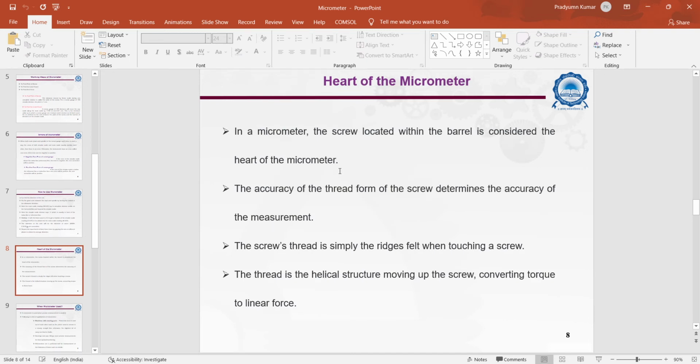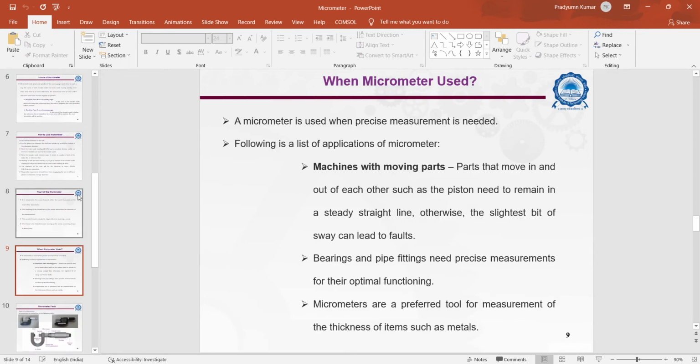In a micrometer, the screw located within the barrel is considered the heart of the micrometer. That's a very important concept. The accuracy of the thread from the screw determines the accuracy of the measurement. The screw thread is simply the ridges felt when touching a screw. The thread is the helical structure moving up the screw, converting torque to linear force.